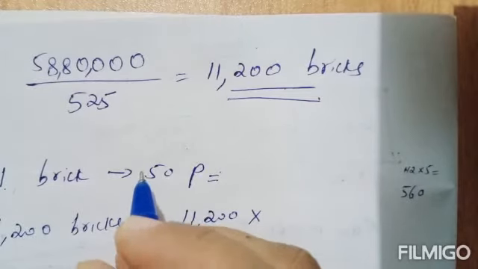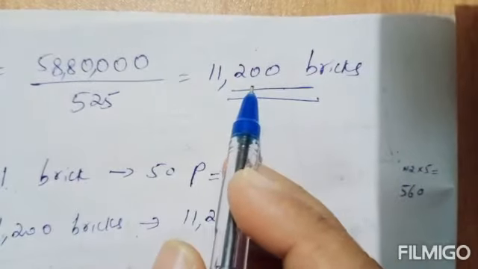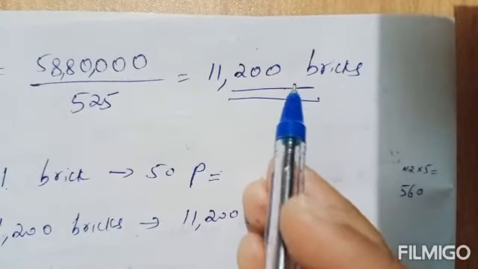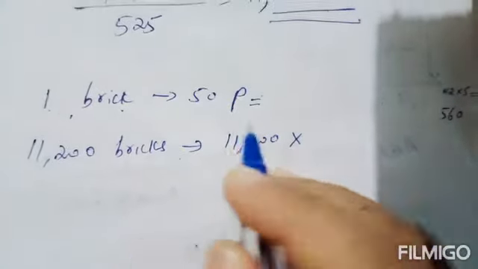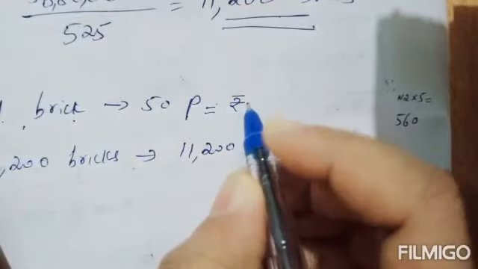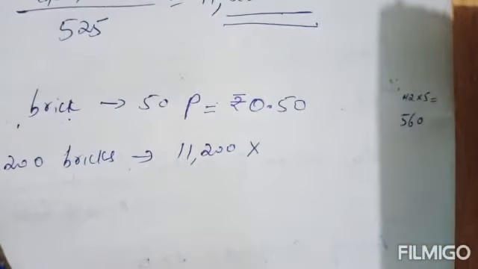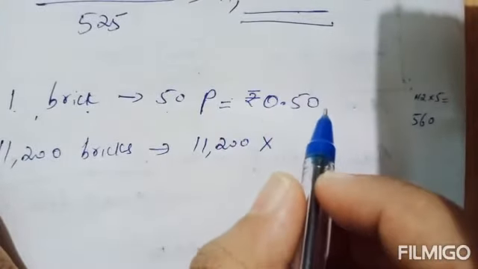So how many bricks are required to pave that floor? That we found in the first question: 11,200 bricks are required. If one brick costs 50 paise, we can convert 50 paise to rupees. How can you convert paise to rupees? 50 paise is 0.50 rupees.